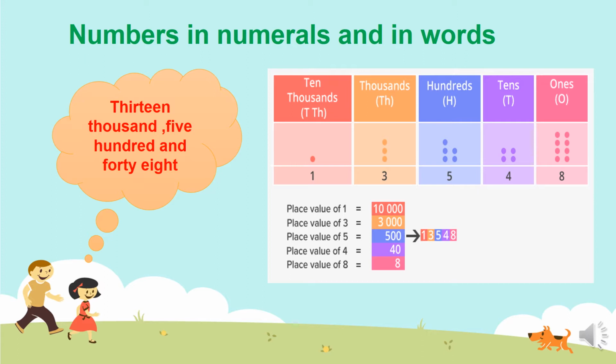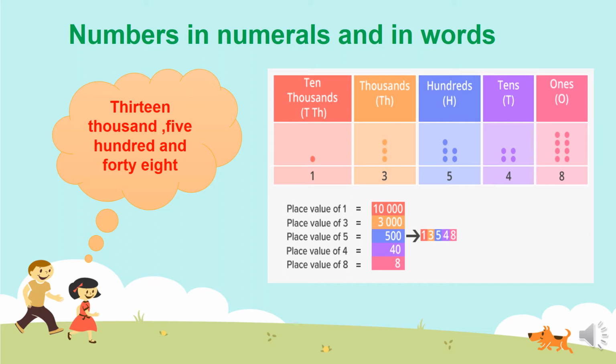Now you can see there is a chart which represents 10,000s, thousands, hundreds, tens and ones. Now we are going to look at these place values one by one. You can see in the 10,000s column there is only one dot. What does it represent by that place value? It represents 10,000. Let's move to the thousands column.